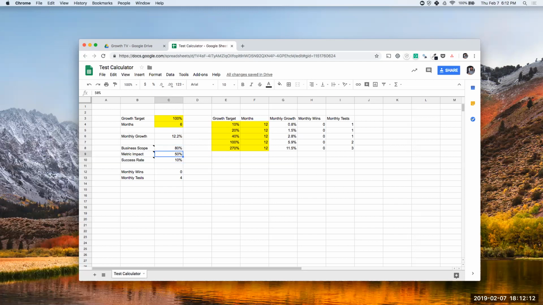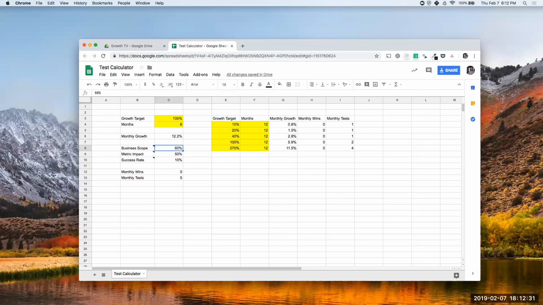So maybe the metric you were testing was click-through rate on the search results. Maybe click-through rate on the search results doesn't necessarily drive 80% of your overall business. Maybe the search results pages are only 60% of your overall business.